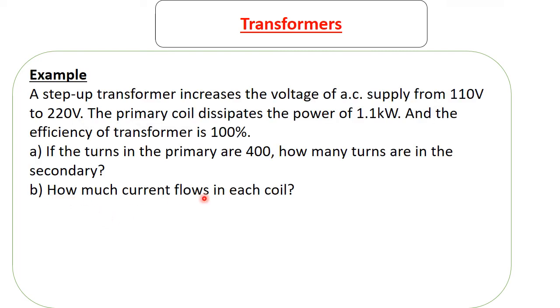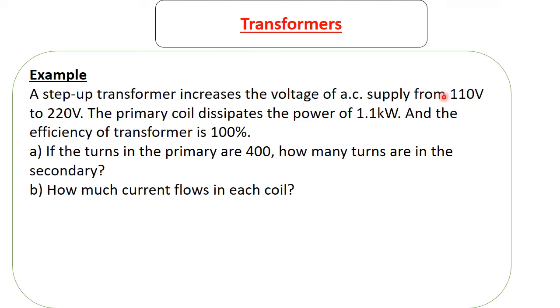So the next question now, how much current flows in each coil? We know the number of turns in the primary and secondary coil. We know the voltage in the primary and secondary. But about current, we can't use that formula if we haven't been given any current. We have to be given either the primary current or the secondary current. So we must figure a way to calculate one of the currents, either primary or secondary. When we go to our question, it says the primary coil dissipates the power of 1.1 kilowatts. They have given us the power, 1.1 kilowatts, in the primary. Also in the primary, they have given us the voltage, 110.